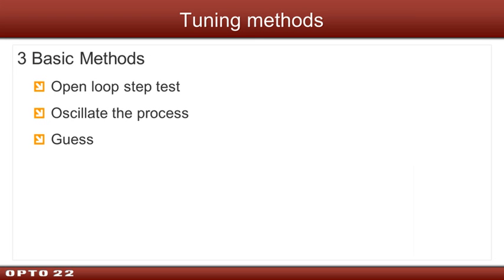So how do we go about that? Remember, this is an introduction to PID loops, so we're just looking at this in overview. There are three basic methods to tuning a loop. We have the open loop step test or step function response. We also can oscillate the process and have a look at that. And a third option, which is used quite a bit, is you can guess. Let's cover these three before you fall off your chair laughing about the third method.